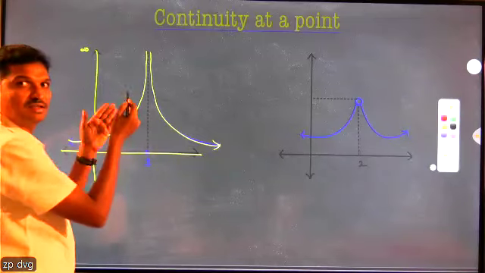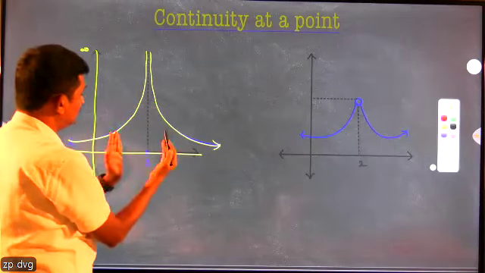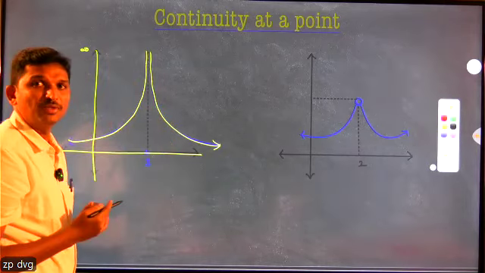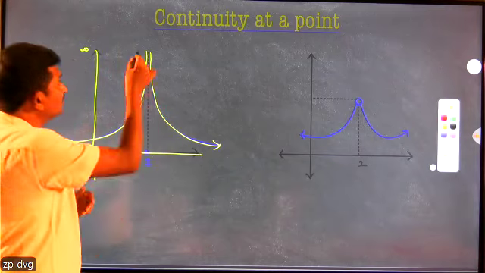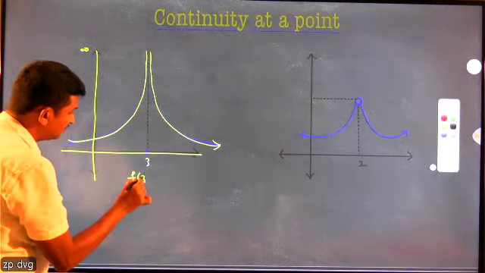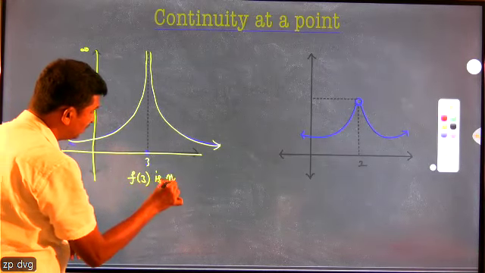Actually, the limit exists, because as x approaches a particular value from left and right, the function also approaches the same particular value. But what is f of 3? f of 3 is not defined. In this case, f of 3 is not defined.